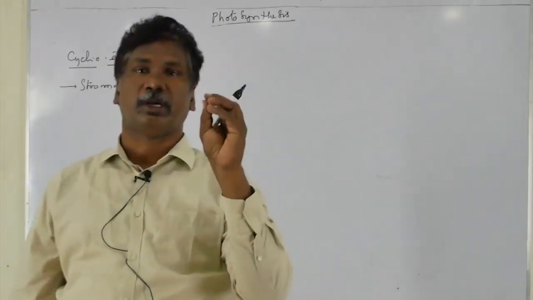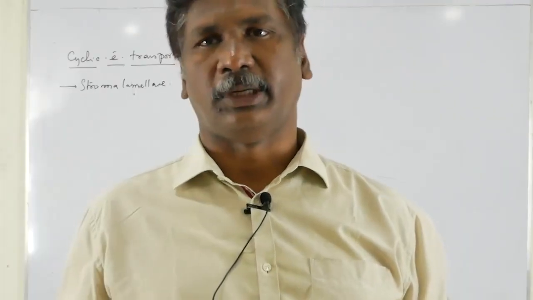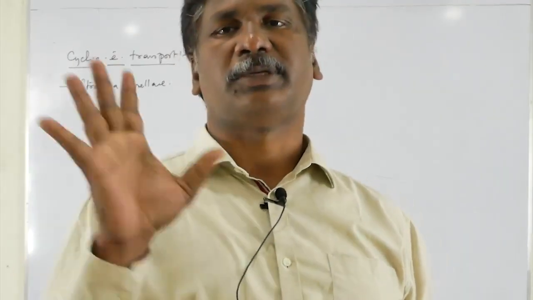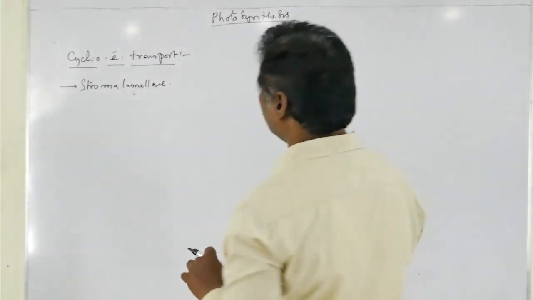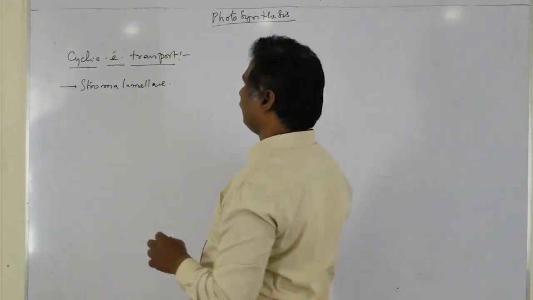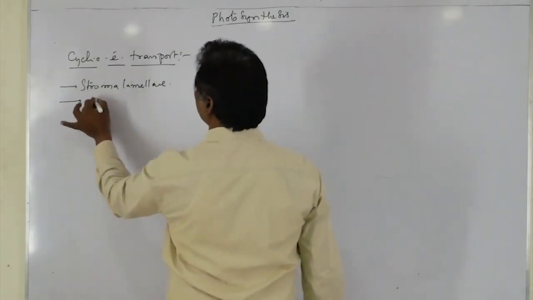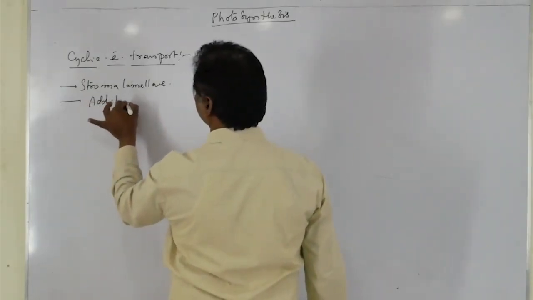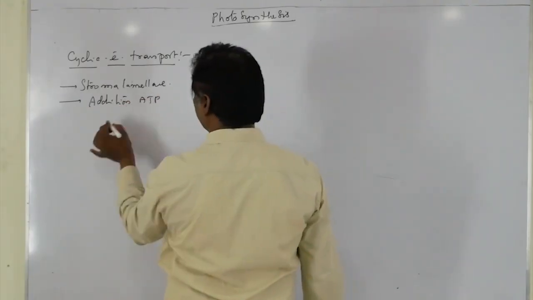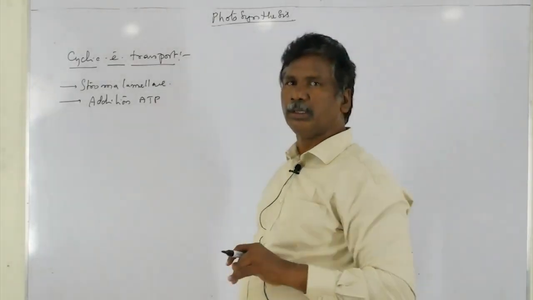Non-cyclic does not take place within the stroma lamellae because the main enzyme is absent there. NADP dehydrogenase enzyme is absent, and PS2 is also absent in the stroma lamellae. It has only the cyclic electron transport. It takes place when additional ATP is required. The plant may require additional ATP, and at such a time it can operate cyclic electron transport.